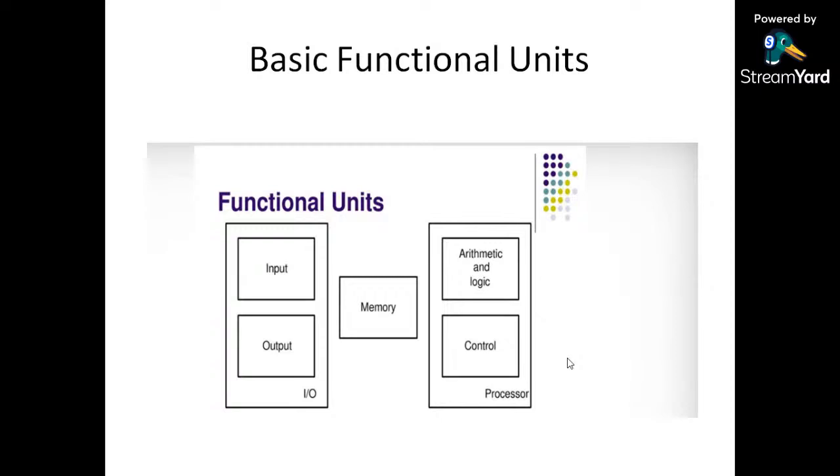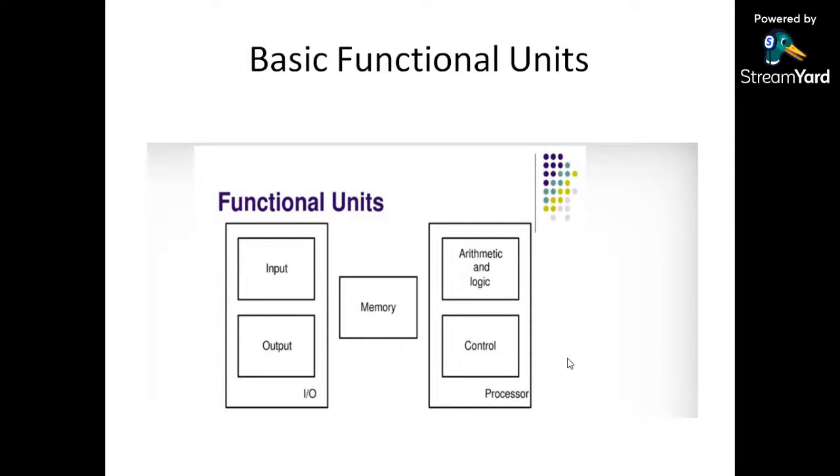lecture today with von Neumann architecture, or by learning what are the basic functional units of a computer. As you can see on the screen, I have drawn a diagram which indicates the basic functional units of a computer. From this diagram, it is clearly visible that there are three particular components. One is IO. IO part consists of input and output devices. Then there is memory, and there is a processor. Processor consists of arithmetic and logic unit and control unit.